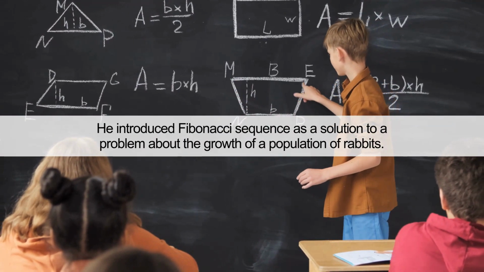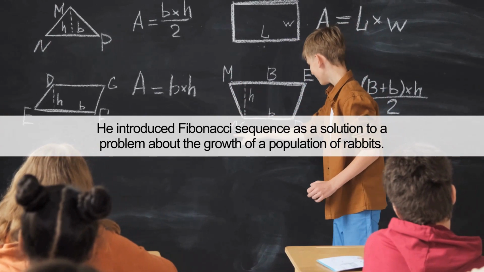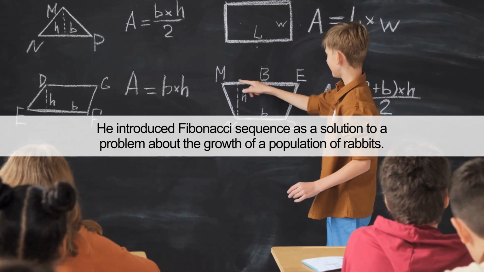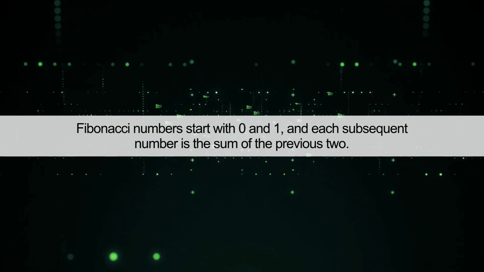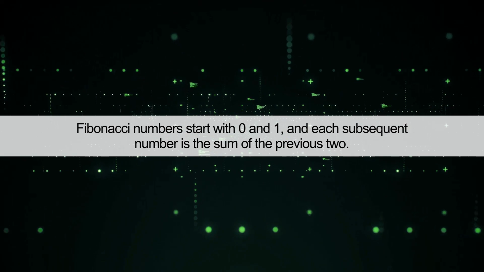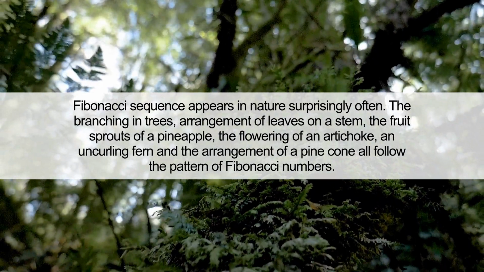He introduced the Fibonacci sequence as a solution to a problem about the growth of a population of rabbits. Fibonacci numbers start with 0 and 1, and each subsequent number is the sum of the previous two. The Fibonacci sequence appears in nature surprisingly often.